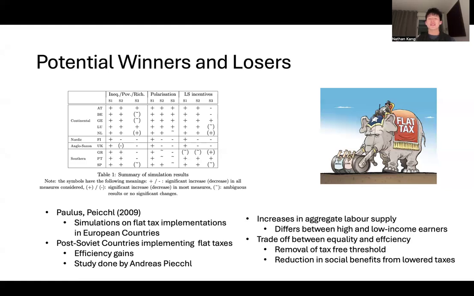This suggests that there's a trade-off between equality and efficiency when implementing a flat tax rate system, because we are removing this tax-free threshold, right? So it's going to affect our low income earners more because now more of their income is being taxed and they didn't have a whole lot of income to begin with in the first place. There's also going to be a reduction in social benefits from these lower taxes, which explains why many of these countries experienced greater levels of inequality and poverty.